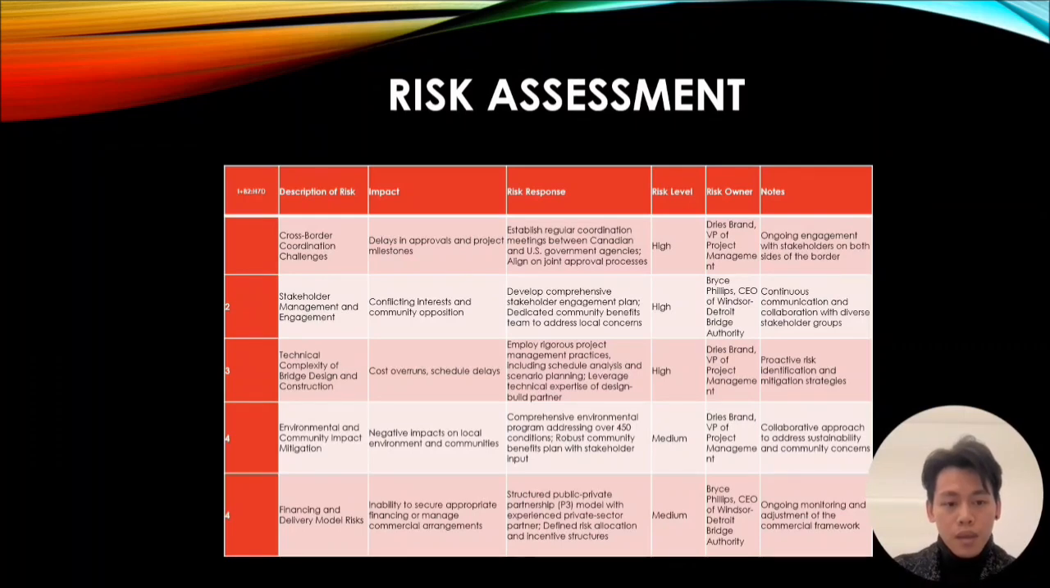So after our assessment, we categorize these 5 risks into different levels. We have 3 high-level risks, which are cross-border coordination, stakeholder management, technical complexity of the bridge design and construction. And then we have medium-level risks, which are environmental and community impact, and the financing and delivery model risk.